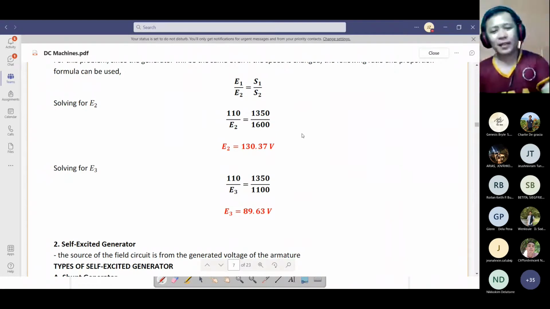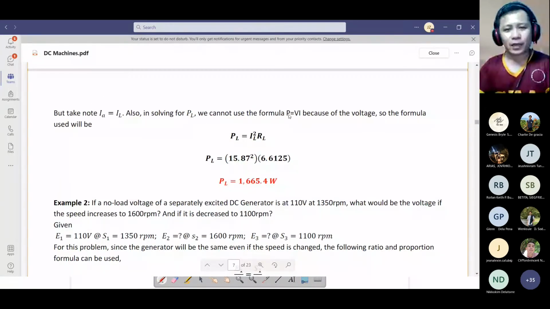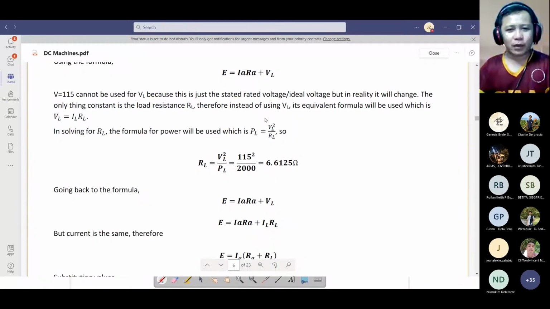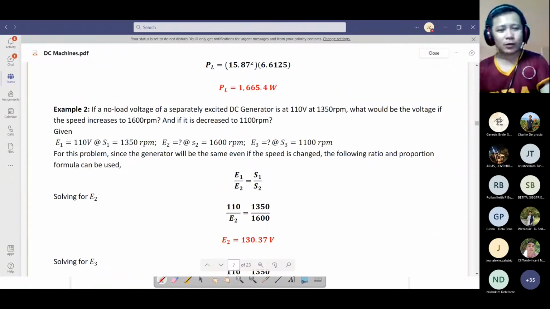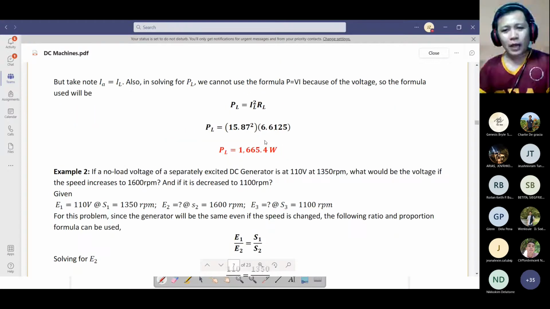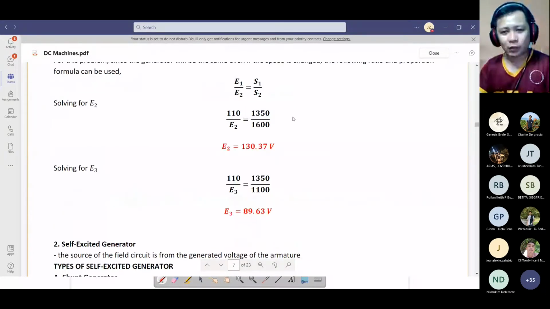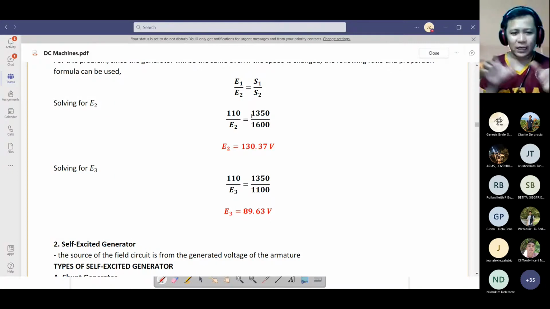Okay. Now, example number 1 and example number 2 can also be combined. But even if they are combined, your solution is still individual. If you need this formula, then you use this formula. If you need this formula, then you use this formula. Even if they are combined, their solving is individual.